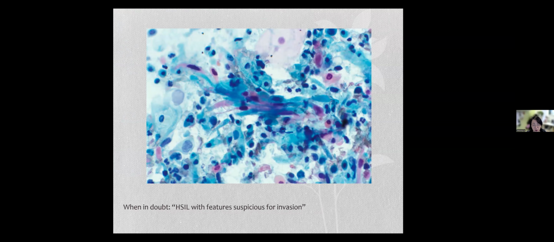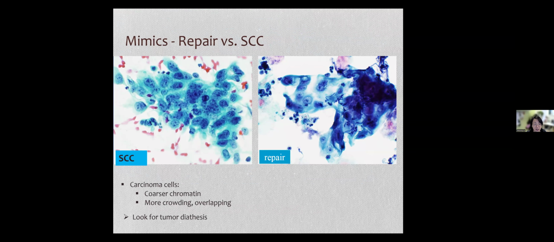And this one has a tadpole cell, but they're few. In the background, you have HSIL. You can say HSIL with features suspicious for invasion. And by the way, this entity is in the Bethesda system, so you can use this entity.